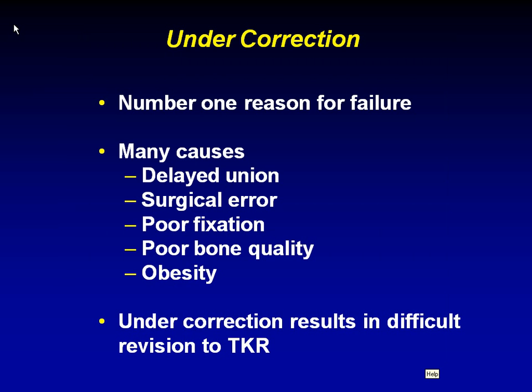Undercorrection is the number one reason for failure after closing wedge osteotomy. There are many causes for undercorrection. Delayed union is one. Surgical error is probably the most common. Poor fixation, poor bone quality, and obesity are all factors.